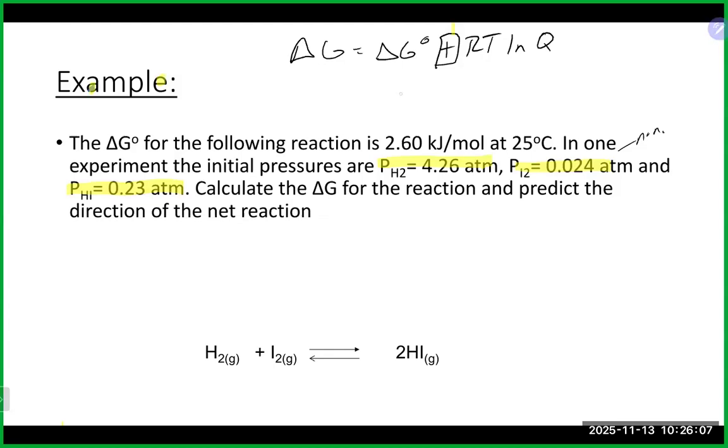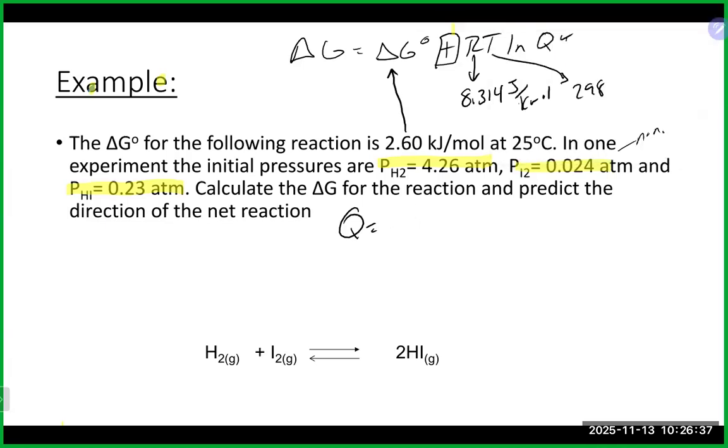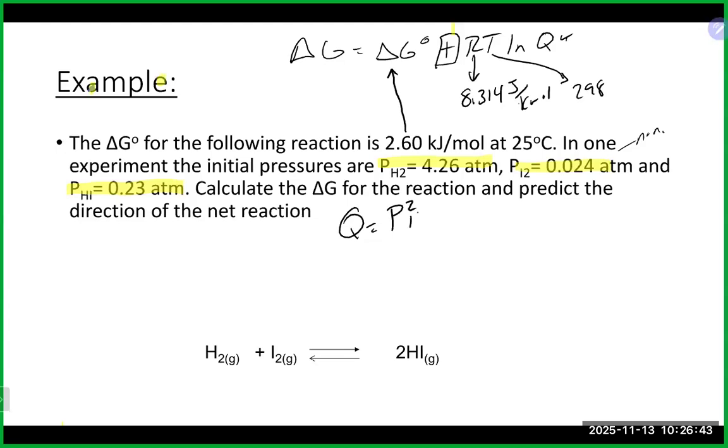So in this case, they were nice enough to give us the delta G naught. If not, obviously you would have to go to the table and calculate it yourself, products minus reactants. We obviously have R, which is our 8.314, and our temperature here of 298. So we do need to calculate Q here, and Q again is the reaction quotient. In this case it's not really the concentration, it'd be more the pressure. So this would be the partial pressure of HI squared divided by the partial pressure of H2 and the partial pressure of I2.